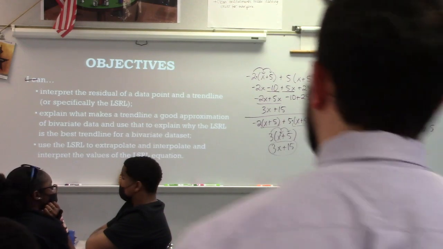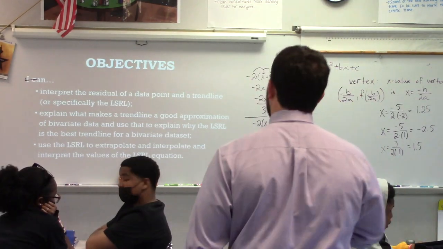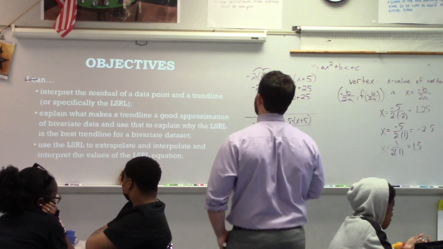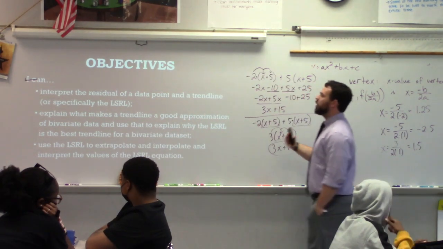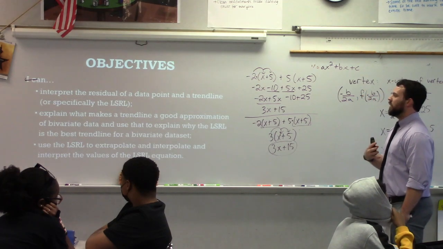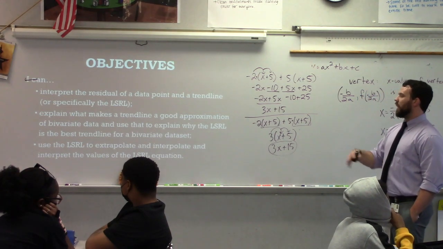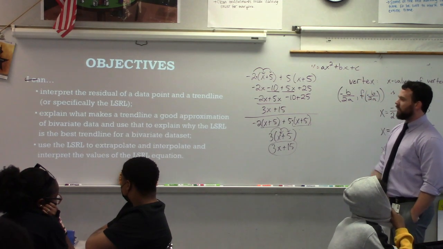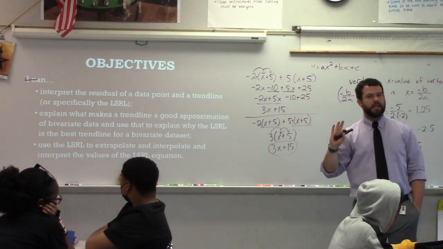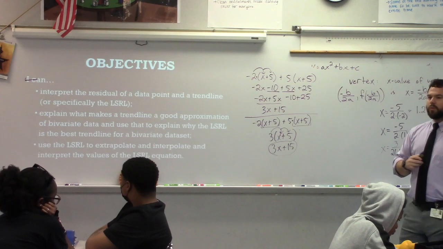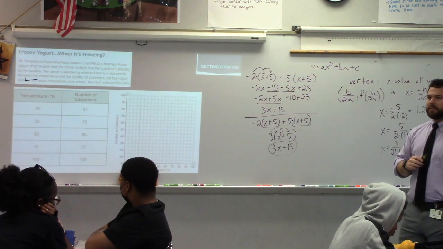Okay, so we're looking at bivariate data. We're interpreting the residual of a data point in a trend line. We're explaining what makes a trend line a good approximation of bivariate data. And we're using that to explain why the LSRL, we'll talk about that, is the best trend line. This is a lot, okay? I'm going to revisit all of these objectives at the end, but these are the objectives that we're trying to complete with today's lesson.